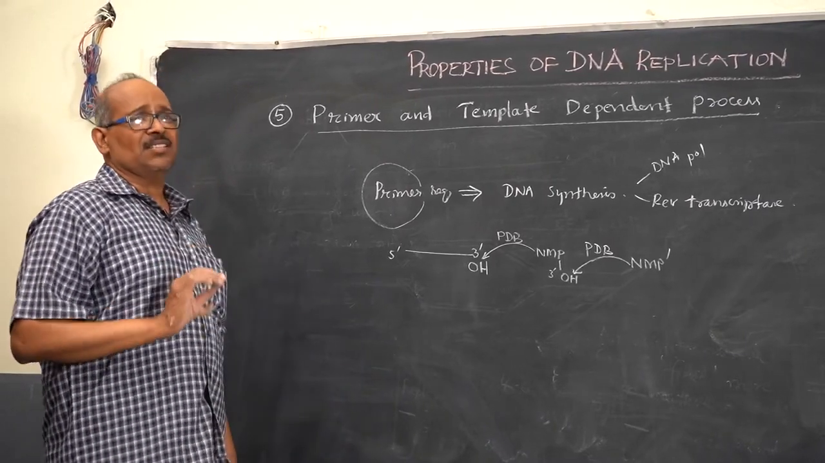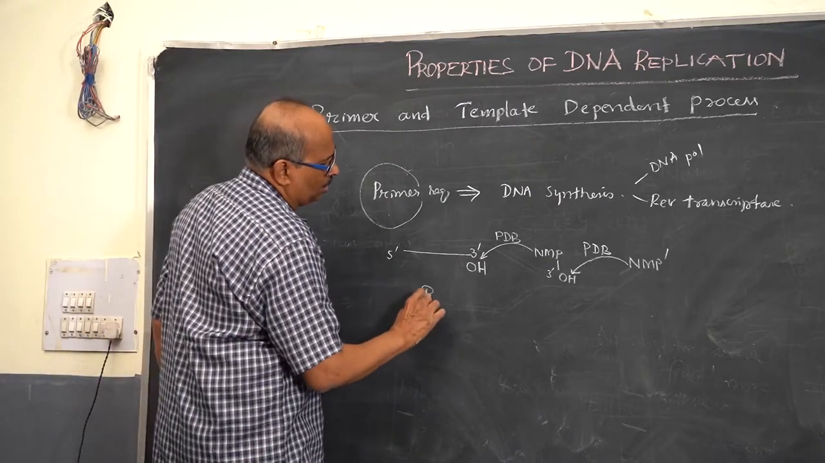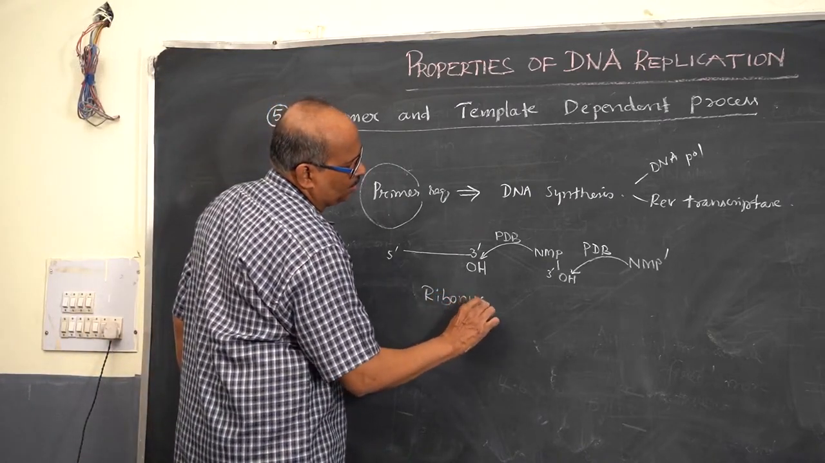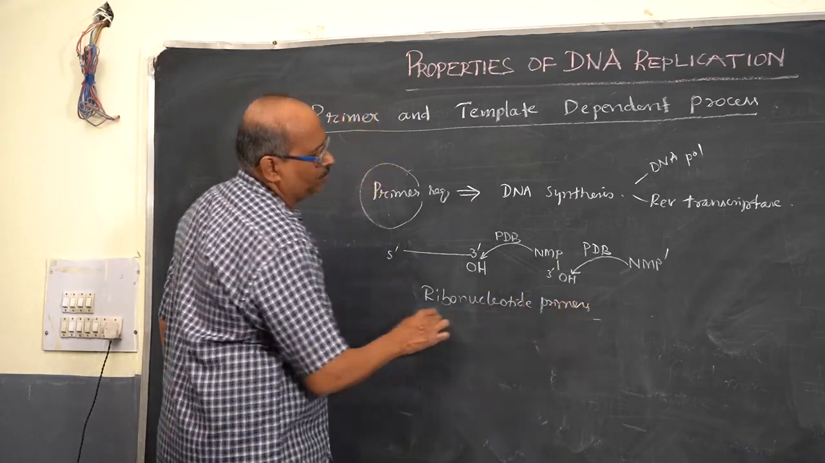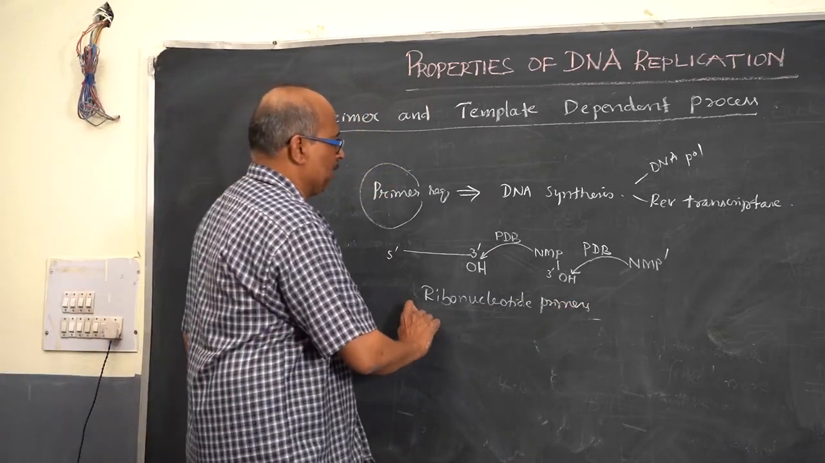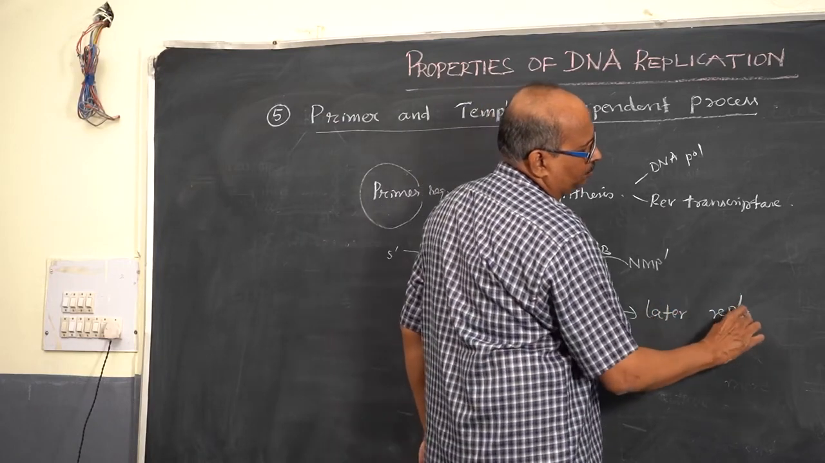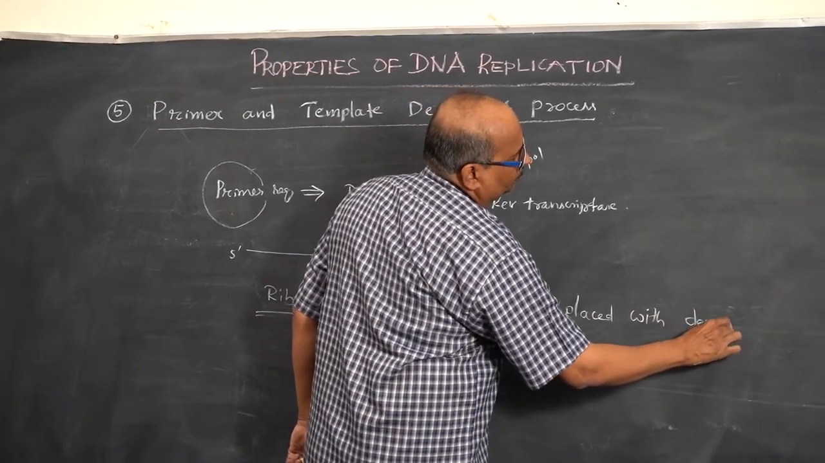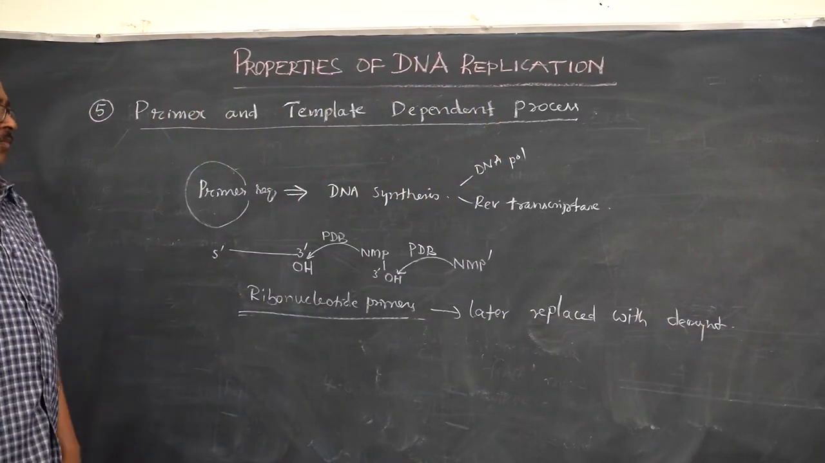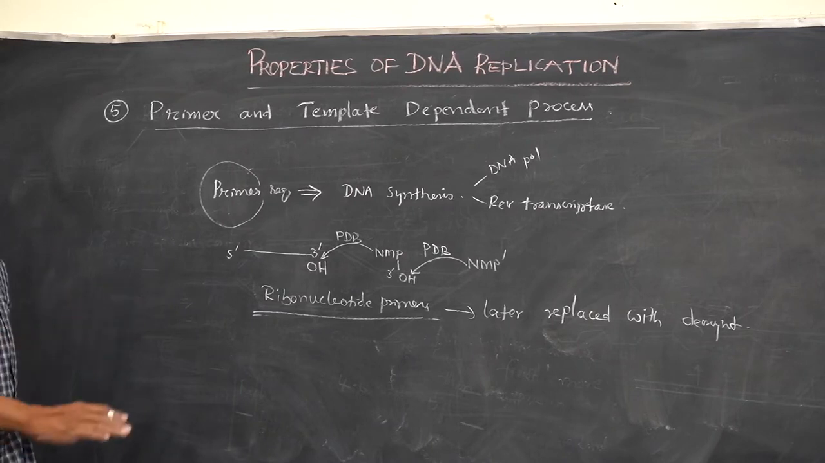The primers that are synthesized in vivo with respect to genomic DNA replication are ribonucleotide primers. These ribonucleotide primers will later be replaced with deoxynucleotides. So once the replication process is completed, we will see only deoxynucleotides. We don't see any ribonucleotide.